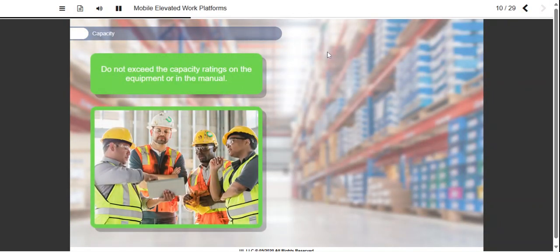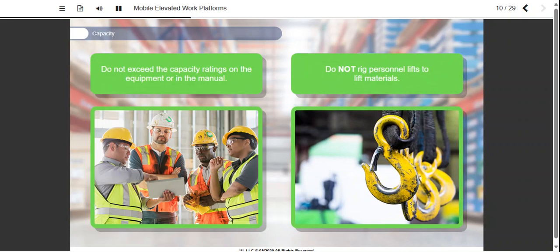Know the capacity limit of any lift you use and do not exceed it. You can find capacity information on the equipment or in the owner-operator manual, which should always be in the equipment. Do not rig materials to be lifted from the structure of the mobile elevated work platform, as this can cause serious balance and capacity issues. A personnel lift is not a crane.